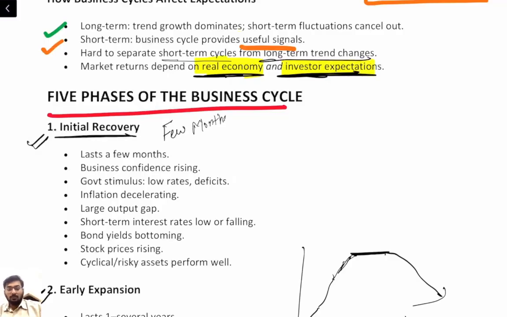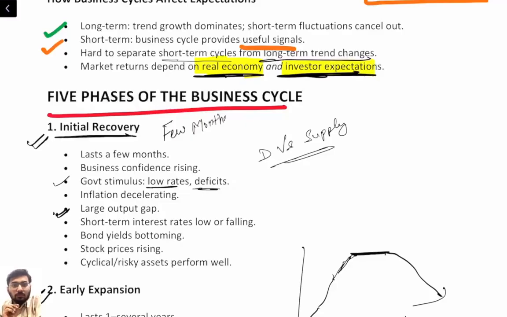Clear? And this includes your confidence rising, inflation slowing down, government cutting the interest rate, stock market started rising, risky assets also performing well. Like after the COVID lockdown, when businesses reopened, people started spending again. The economy started reviving. Clear? Now, apart from that, you will check a few more points like government stimulus, low interest rates, deficits, are they decreasing or increasing? Large output gap. There is a gap between the demand versus supply. All these need to be checked. Clear?